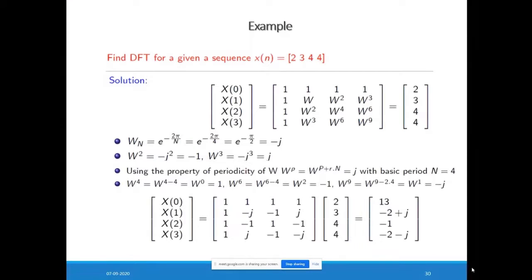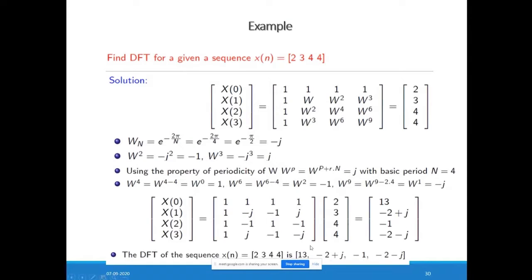All of you note down this example, the entire example. And if you have any query, you can ask me in the comment box, or you can unmute your mic and ask.